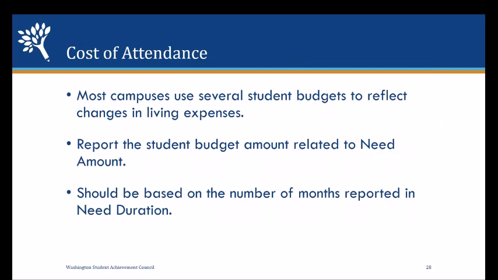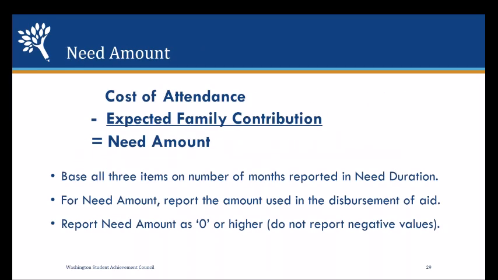For the cost of attendance, most campuses use several student budgets to reflect any changes in a student's living expenses. Report the student budget amount related to the need amount, and it should be based on the number of months reported in the need duration. So the cost of attendance, need duration, and EFC must be the same number of months. The standard determination of need is taking the cost of attendance minus the expected family contribution to get to your need amount. Base all 3 items on the number of months reported in the need duration.